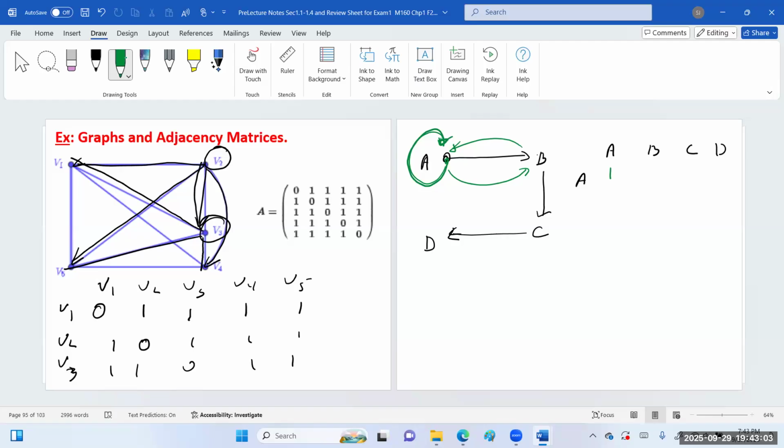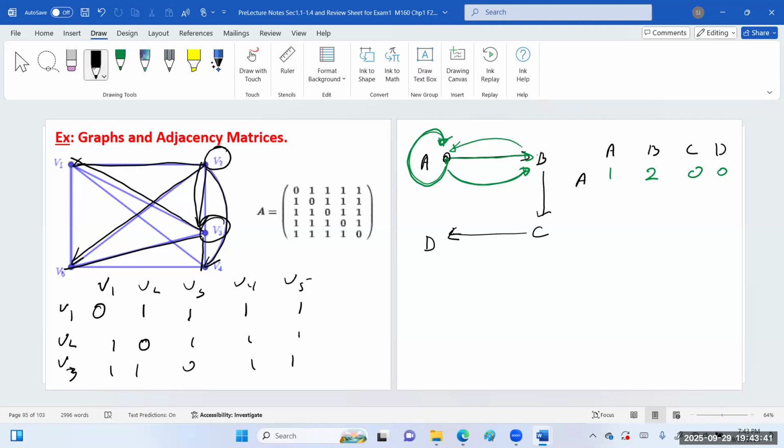Now from A to B, how many ways can you go from A to B? How many ways? This is the direct path, and this is the indirect path. It's kind of a curved path. But how many ways can you go from A to B? Two ways. So from A to B, there are 2 paths. Now from A to C, can you go from A to C? How about A to D? There is no connection from A to C or D. So these are 0.